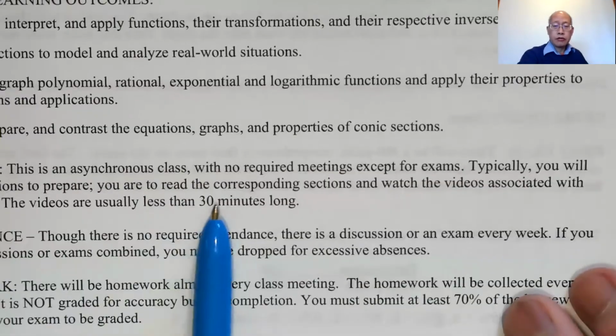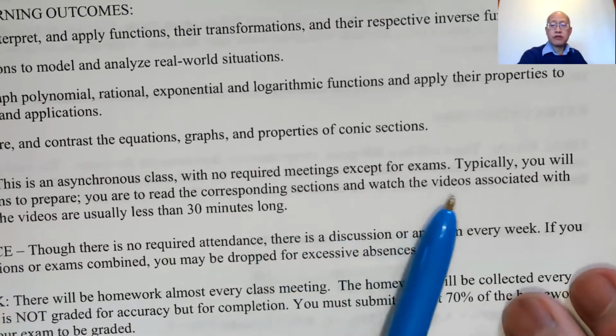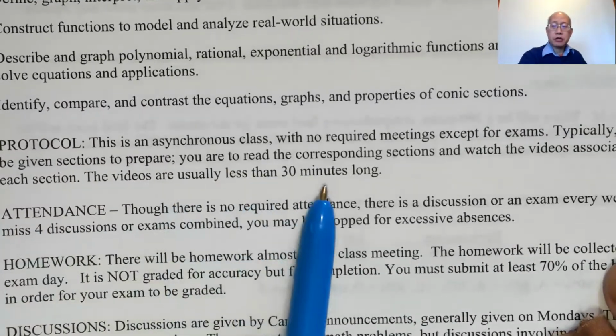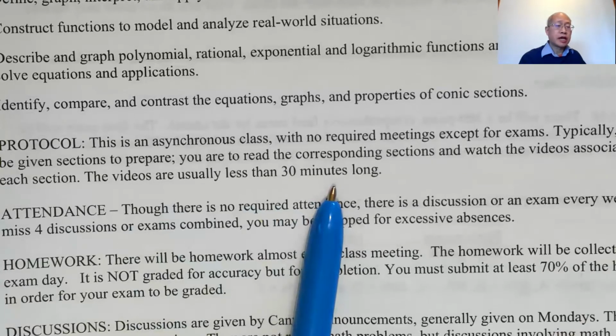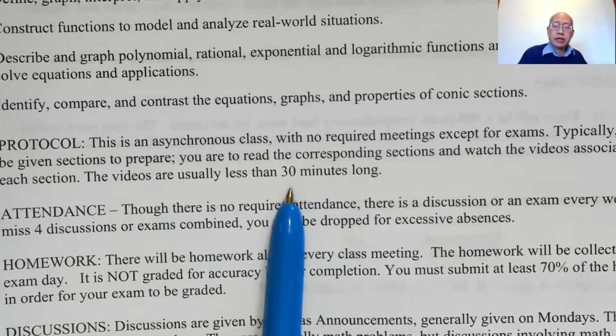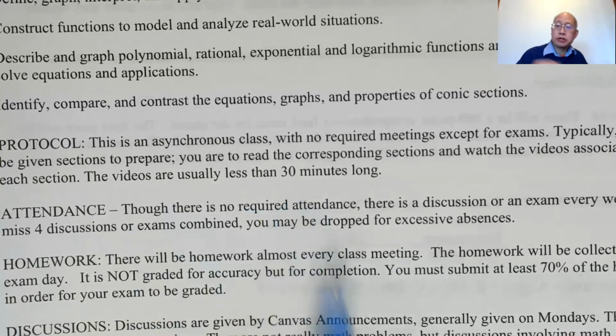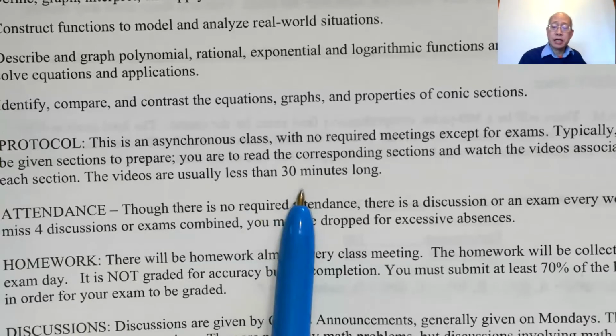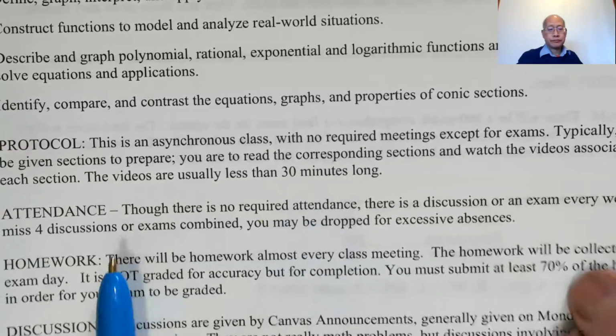Okay, so you read the corresponding sections in the text, watch the videos associated with each section. The videos are less than 30 minutes long. So normally one section is meant to be an hour, but I condense it into 30 minutes or less. That does make it easier to process the videos. The shorter the video, the easier it is to process. However, that does mean I have to go very fast. So the videos go fairly quickly, but of course you can always pause, rewind, fast forward, replay as often as you want to go back over the videos.